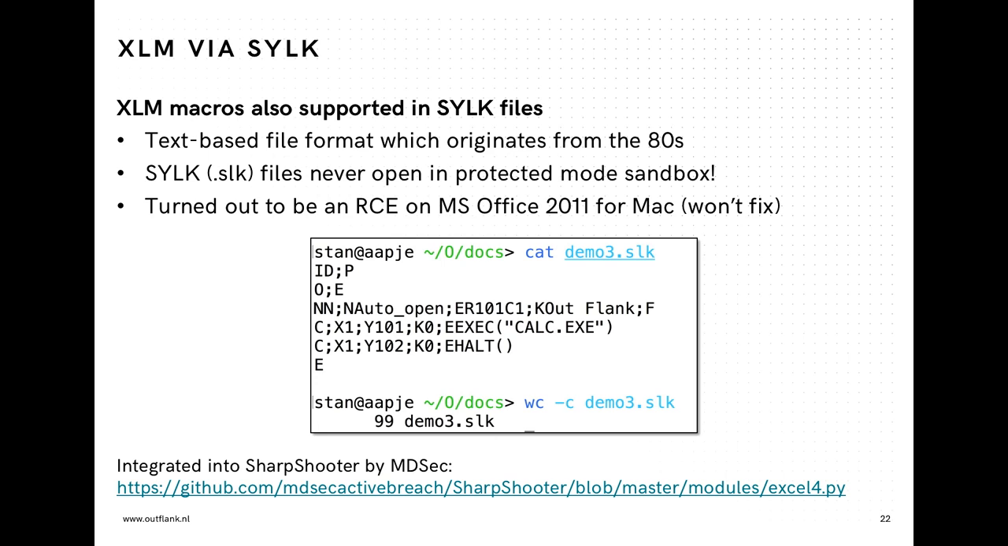So you might be familiar that after downloading a regular Excel file in the default setting, you have to click Enable Editing to get out of this protected view sandbox. Because SLK files are completely ASCII-based, Microsoft has decided that they do not open in the protected view sandbox. So that's a good thing to begin with. And what you see there is less than 100 bytes. It's 99 bytes to pop calculator via XL 4.0 macros within a SLK file.